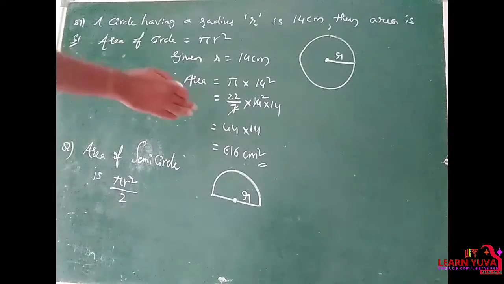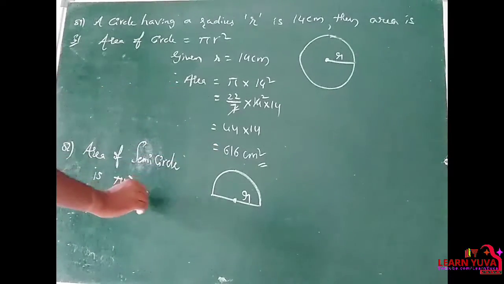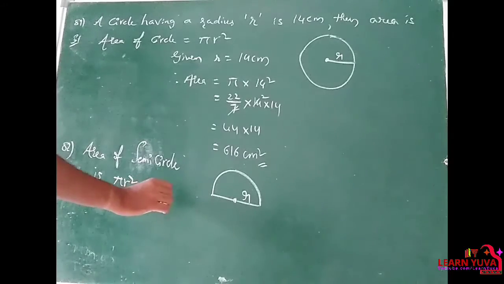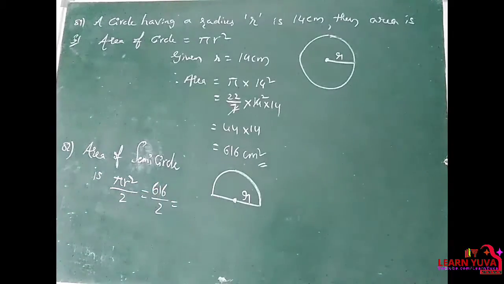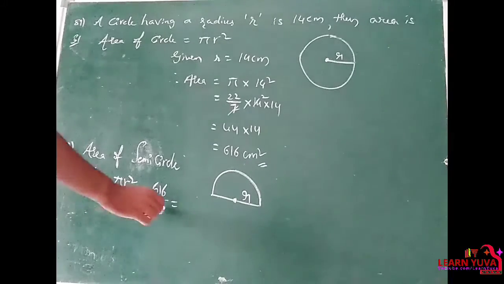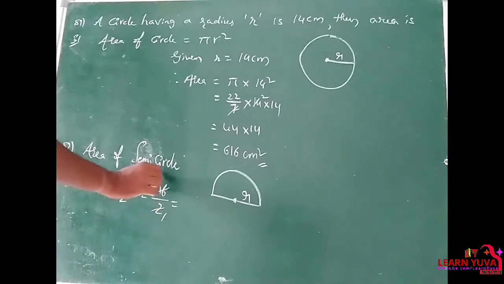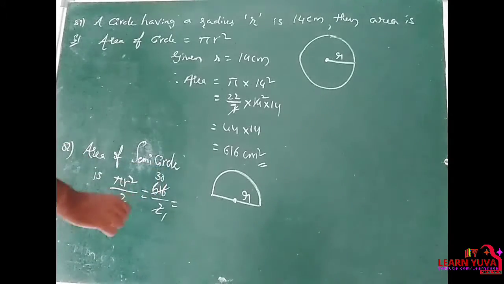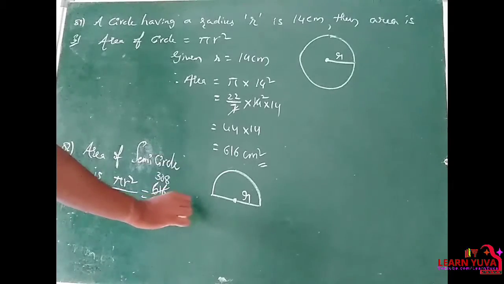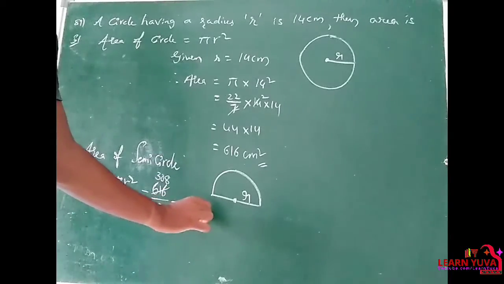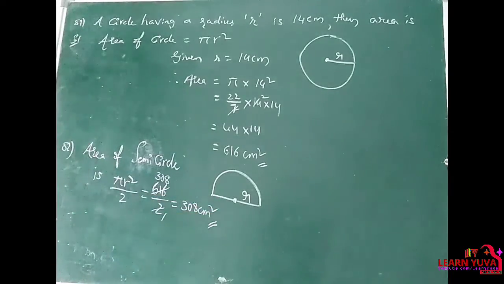So we got the pi r square value 616. So 616 by 2. So that is equal to 2 ones, 2 threes, 0 to 860. So 308 centimeters. That is the answer.